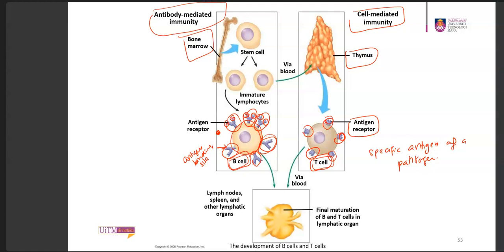Okay, and then the B and T cells travel in your lymphatic system, and can be stored in the lymph nodes or the spleen or other lymphatic organs. Final maturation of B and T cells happens in the lymphatic organs. So the immune system ni dia relate juga dengan lymphatic system lah.